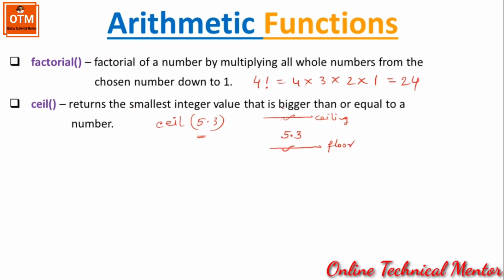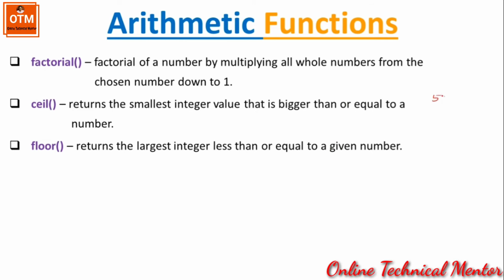Ceiling returns the smallest integer value bigger than or equal to the number. So the smallest integer number greater than 5.3 is 6, and the biggest integer number smaller than 5.3 is 5. That means 5.3 is lying in between these two whole numbers 5 and 6. So whatever may be in the decimal fraction, the ceiling of 5.3 will be 6 and the floor of 5.3 will be 5.